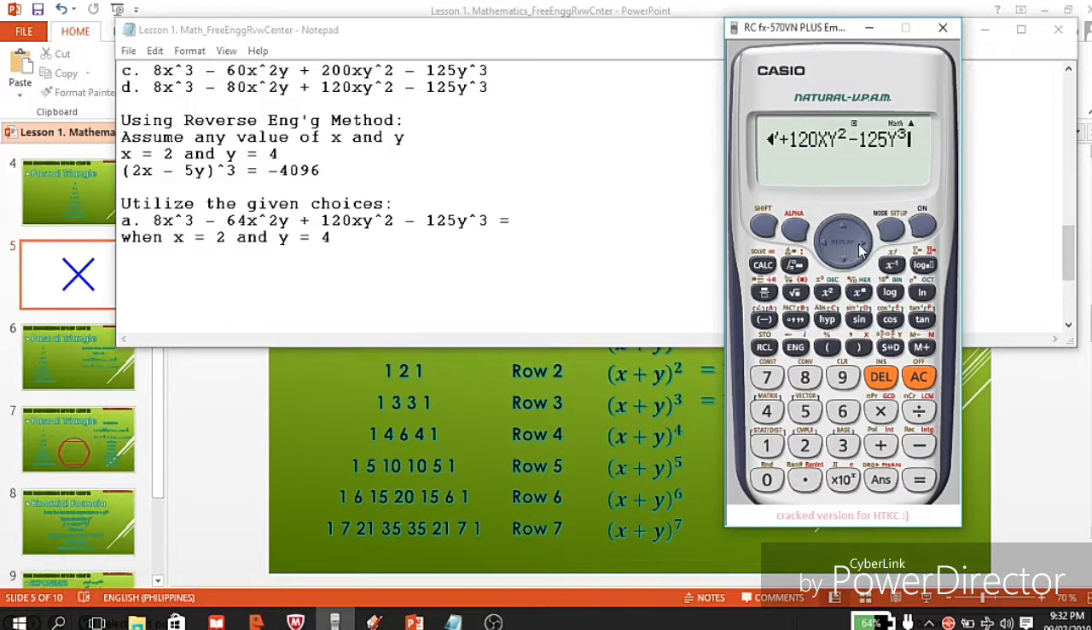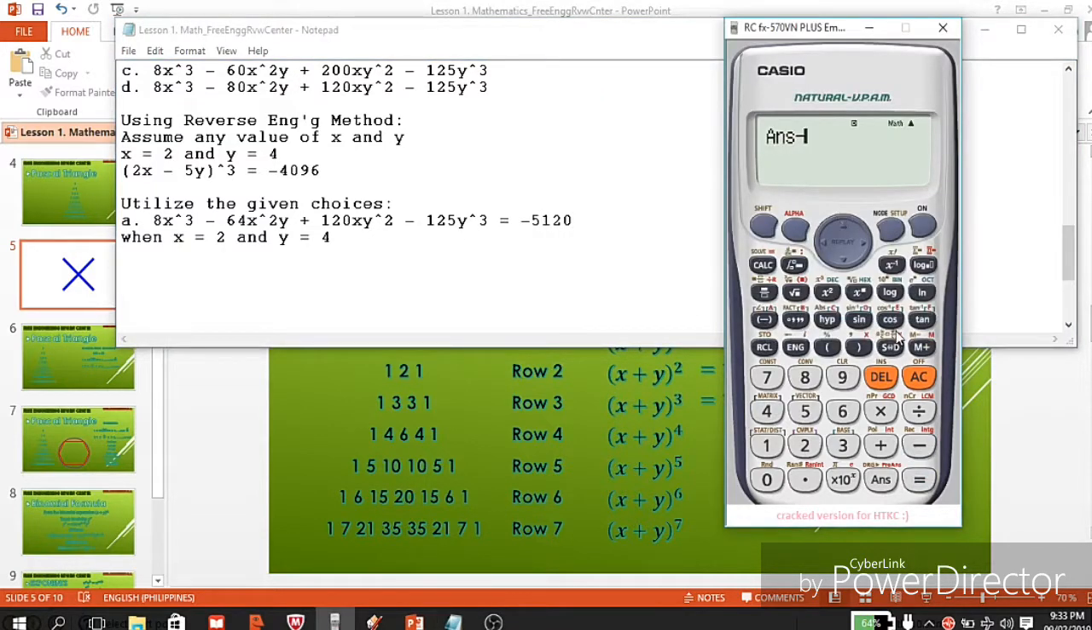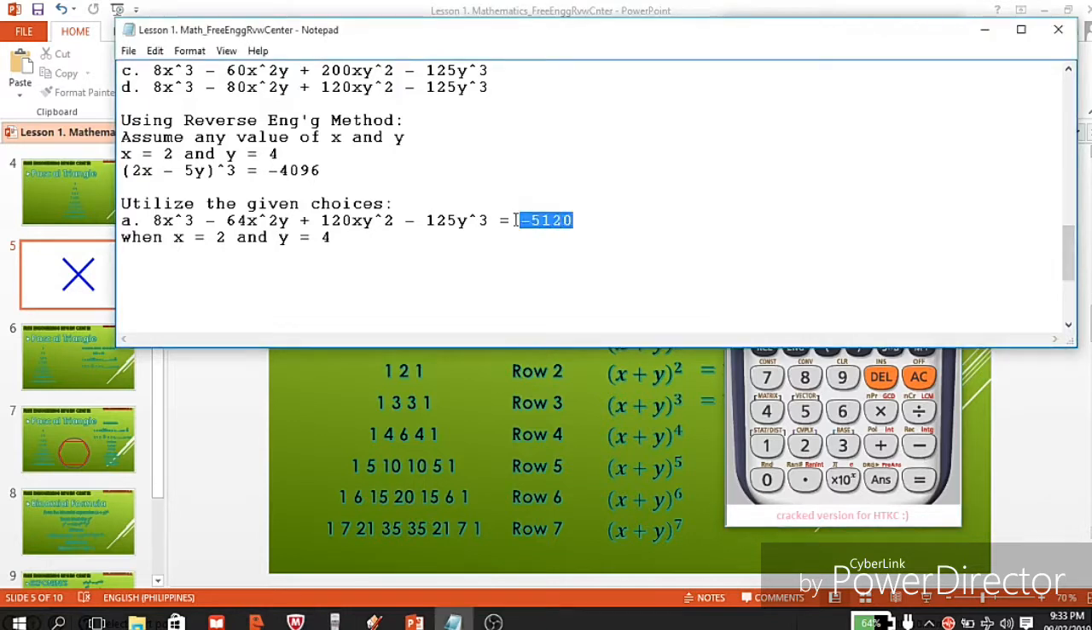So we got now the expression. I'm going to substitute the value of x, that is 2, and y equal 4. Therefore we got negative 5,120. This value does not correspond to the problem. So therefore, this is a big no-no. That could be wrong.